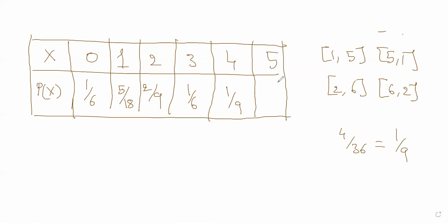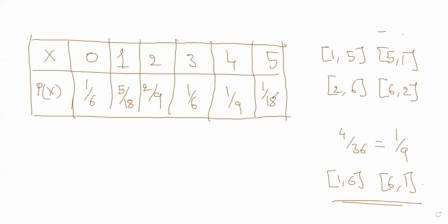When do you get the difference 5? I think you get only 2. Yes, very good. Correct. 1, 6 or 6, 1 will give you the difference of 5. So that is 2 out of 36. So it is 1 by 18.